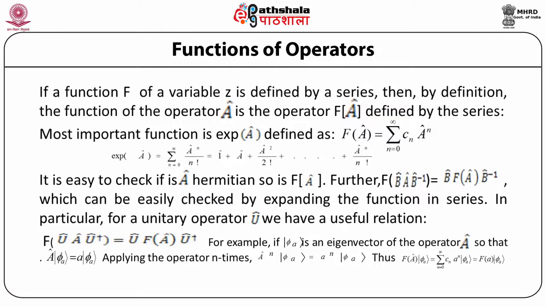So if we have an eigenvector given by ket vector phi A of the operator A, such that we can write operator A acting on ket vector phi A is equal to a times ket vector phi A, where a is the eigenvalue, then applying the operator n times, that is operator A to the power n acting on ket vector phi A is equal to a to the power n times ket vector phi A. Thus, f of operator A acting on ket vector phi A is equal to the summation over n going from 0 to infinity of Cn times a to the power n ket vector phi A, and this is equal to f of a acting on ket vector phi A.